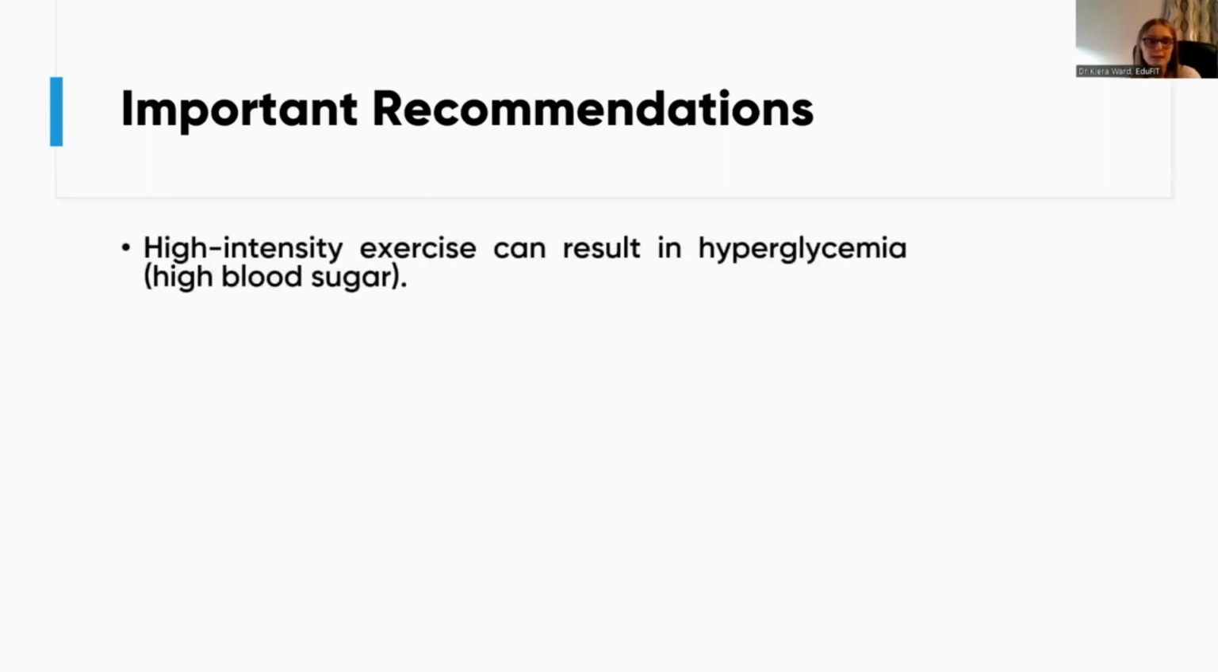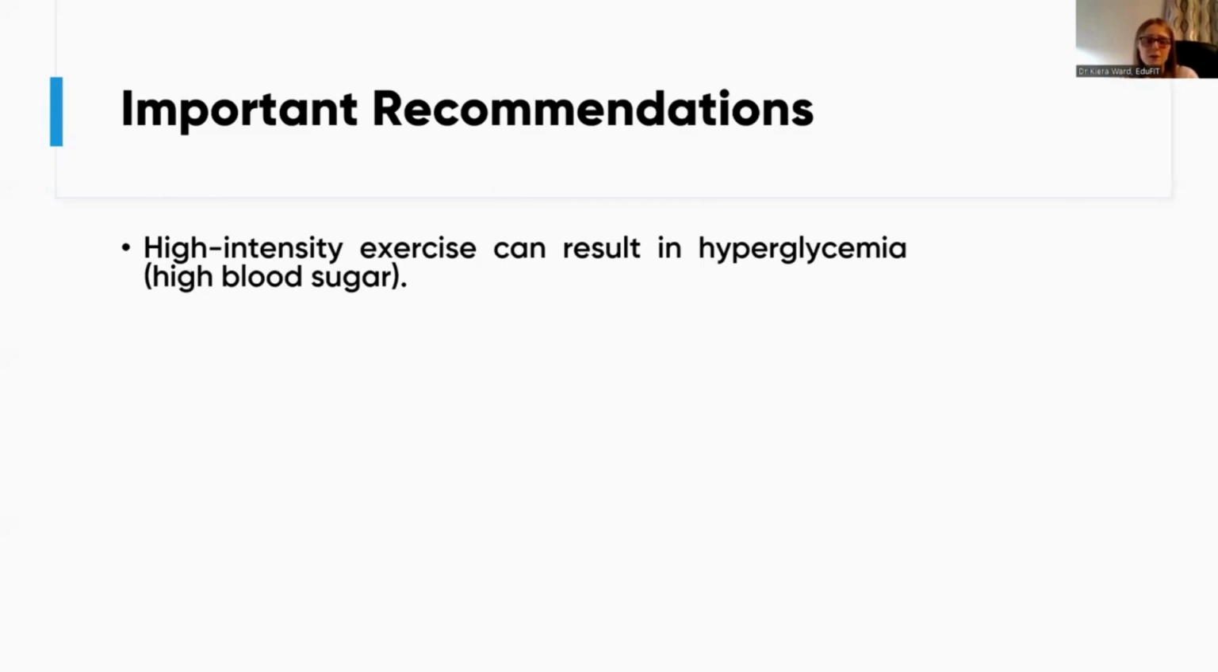So just some final ones then. I know I've been saying that exercise can reduce our blood sugar levels, but there are some instances where high intensity exercise can result in hyperglycemia, which is high blood sugar. And there are numerous reasons for this, one of which could be uncontrolled diabetes. But a second one is that the liver can start releasing glucose into the bloodstream because it notices that the body needs glucose to fuel exercise.